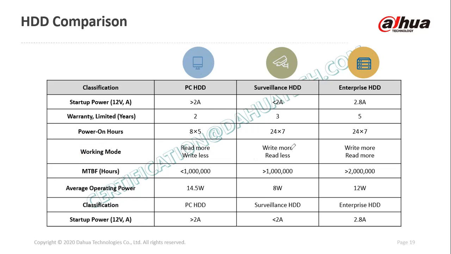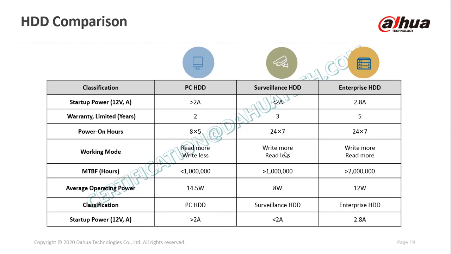A surveillance hard disk will write more. The writing comes in terms of saving videos into the hard disk. It will be focusing more on saving the video to the hard disk while reading less. Is the operation for the surveillance hard disk and the enterprise hard disk the same? No, it's not the same. The enterprise one reads more and also writes more. Yeah, writes more, reads more.